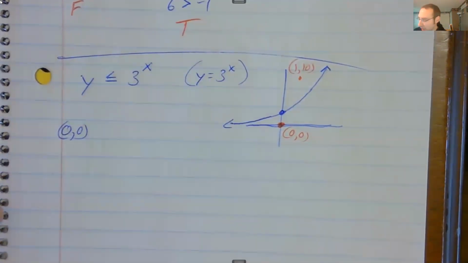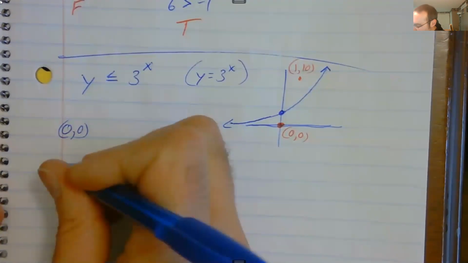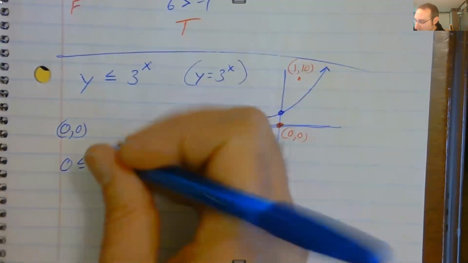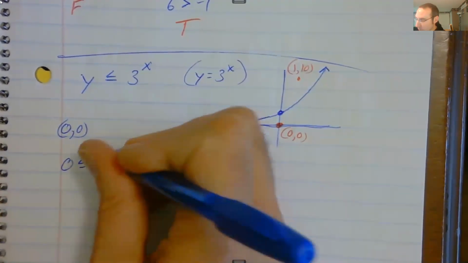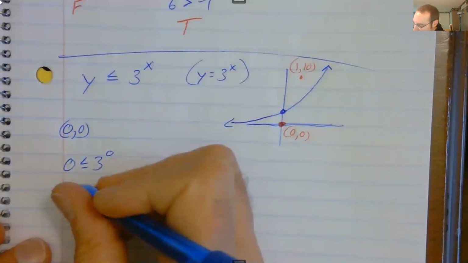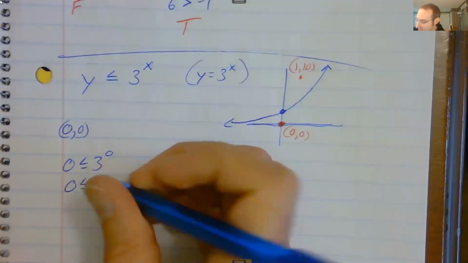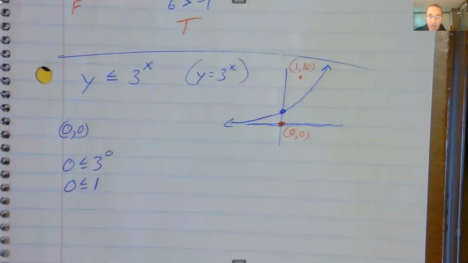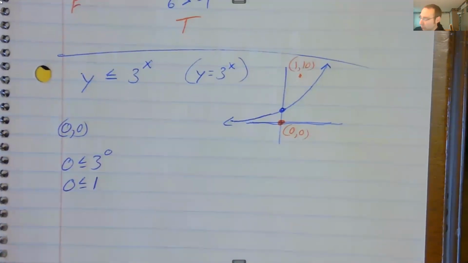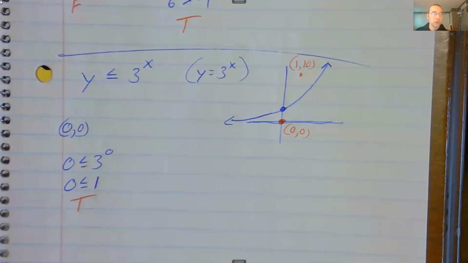See if we get a true statement or not. I put 0 in for y, so 0 is less than or equal to 0 in for x, so 3 to the 0. Let's see, is 0 less than or equal to 3 to the 0, which is 1? Anything to the 0 is 1. Is 0 less than or equal to 1? Sure is. That's true. Great.